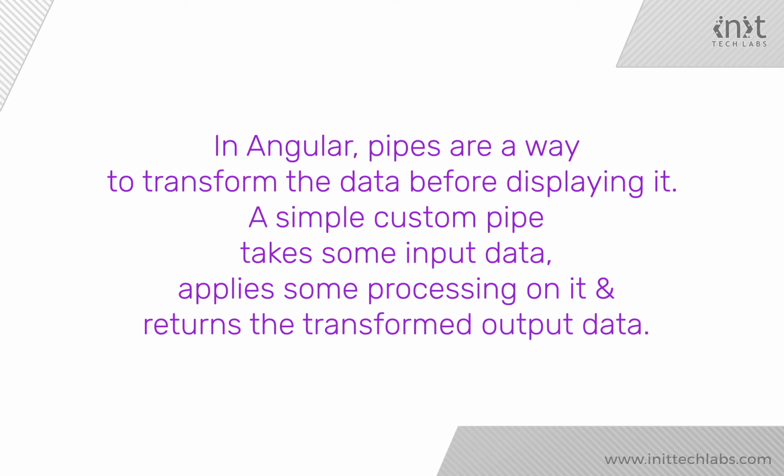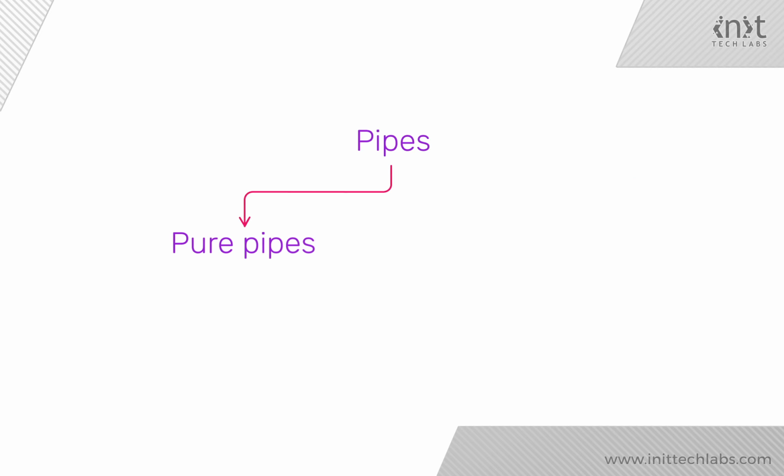In Angular, pipes are a way to transform the data before displaying it. And a simple custom pipe takes some input data, applies some processing on it and returns the transformed output data. Generally, there are two types of pipe, pure and impure. And when dealing with a custom pipe, defining the pipe type becomes necessary in certain situations.